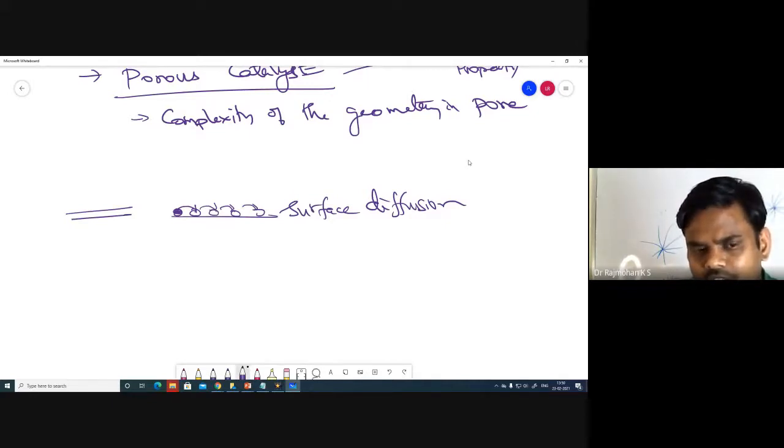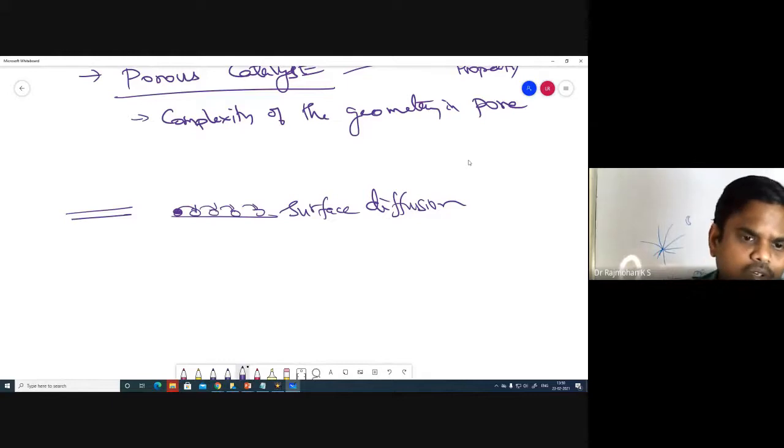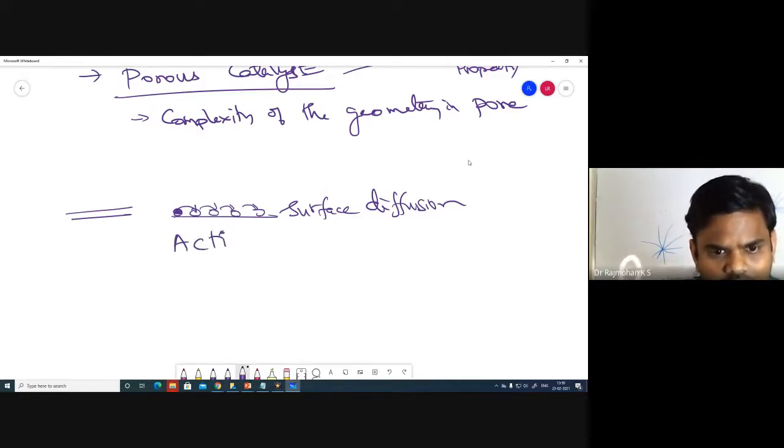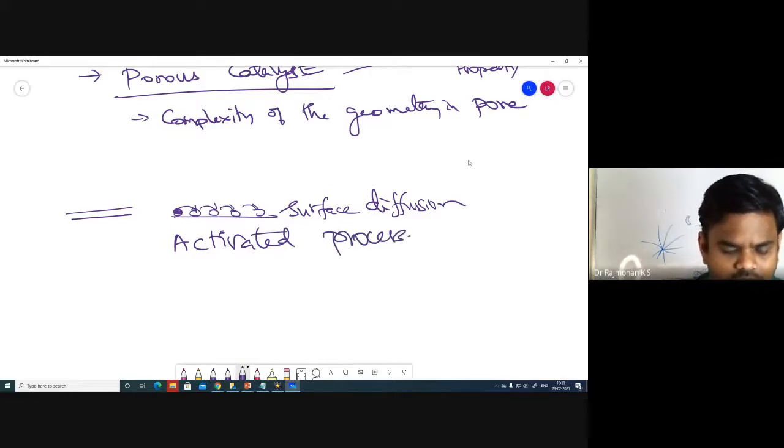Once oxygen or hydrogen is adsorbed, oxygen being adsorbed means it is an oxidation reaction, right? So if oxygen is adsorbed onto the surface, it is going to move from one place to another, means from one active site to another active site. Remember, it is very difficult to understand and predict things here, but we can say that these transports are generally referred to as activated processes.